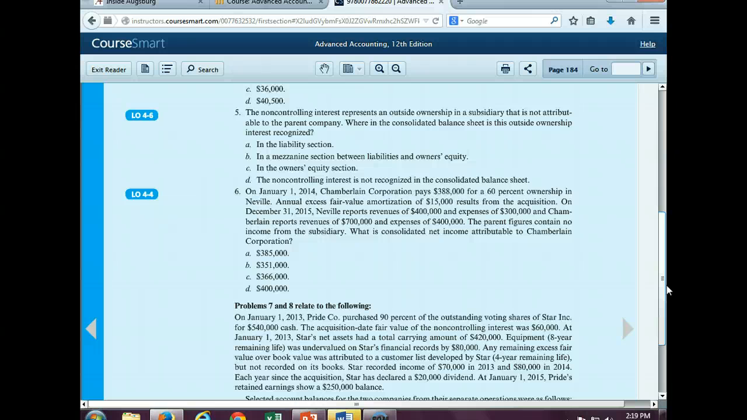What do you guys think? Want me to help you? Let's combine the revenues and let's combine the expenses. So the revenues are how much? $1.1 million? 700 plus 400,000.